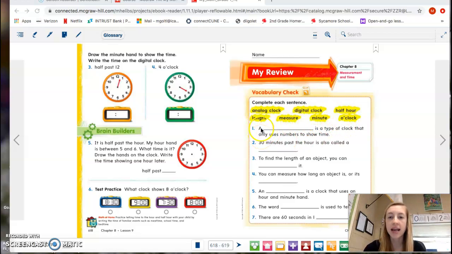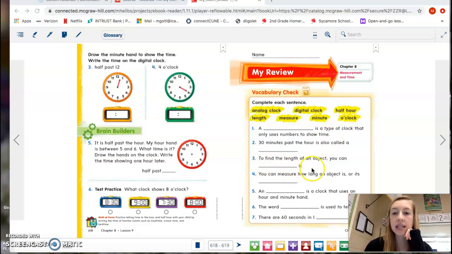It says, number 1, a blank is a type of clock that only uses numbers to show time. Well, we know that these measurement words aren't there. You're right, that digital clock, it only uses numbers. It doesn't have the hands or anything else, digital clock. Number 2, 30 minutes past the hour is also called a, you're right, half hour or half past.